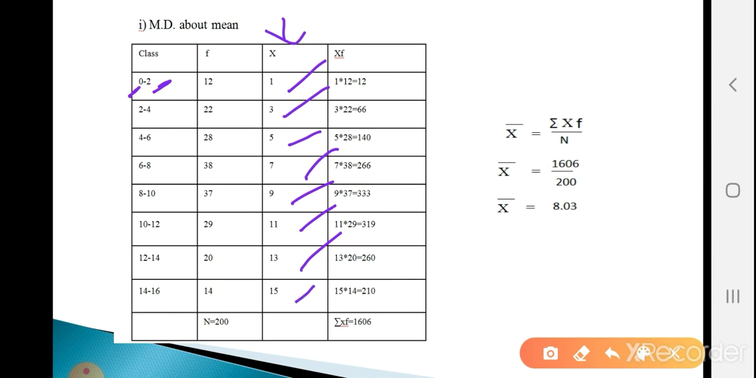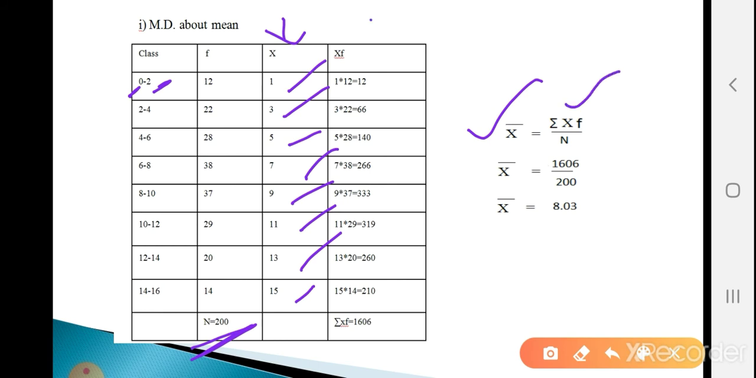So first calculate the mean deviation about mean. For calculating the value of mean deviation about mean, we need the value of mean first. How to calculate the mean for continuous data? The formula is x bar is equal to summation x into f divided by capital N, where capital N is the total frequency, and here the total of frequency is 200. So capital N value is 200, but we need the summation x into f.